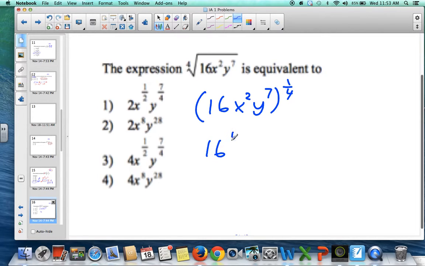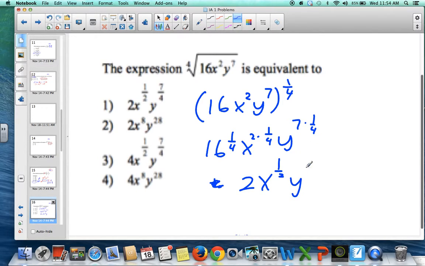So 16 to the 1/4, which is 4, which is not 4, it's 2. And then x to the power of 2 times 1/4, which is 1/2. And then y to the power of 7 times 1/4, which is y to the 7/4. And that's the answer right here.